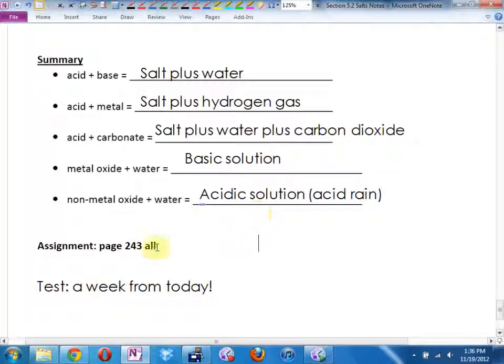And then I wrote assignment, page 243, all. I don't know if I'm going to assign quite all of that. If you want to look in your textbooks at page 243. Let's see. You know what? This isn't bad. This is good review. So number 1 is fair game. 2, 3 is fair game. 4, 5 is fair game. 6 is fair game.